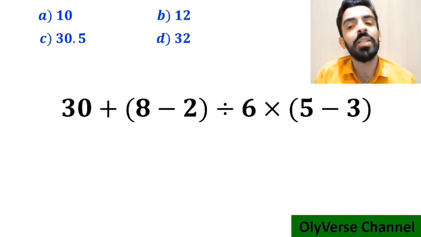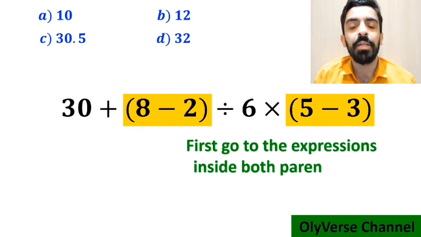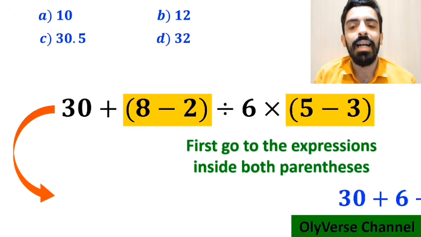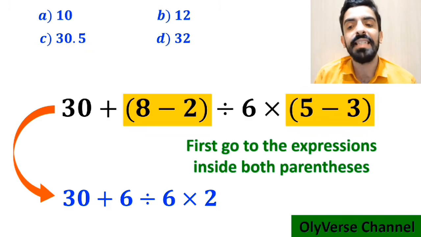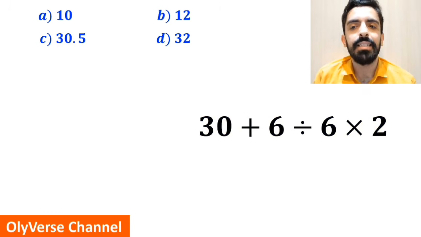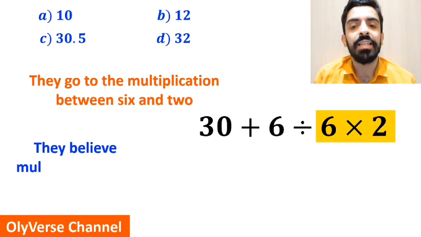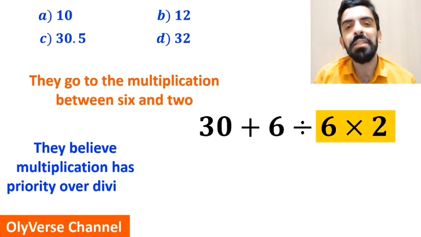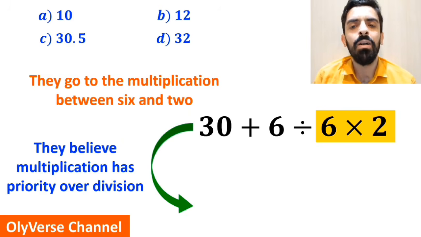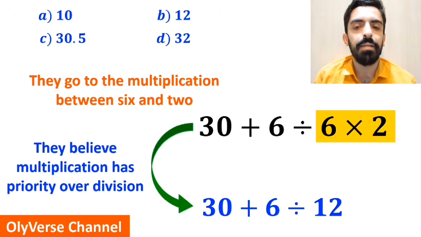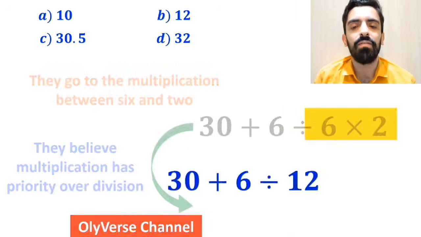Also, some other people, when solving this question, first go to the expression inside both parentheses and simplify to 30 plus 6 divided by 6 multiplied by 2. And the next step, they go to the multiplication between 6 and 2 because they believe multiplication has priority over division. So, they simplify this expression to 30 plus 6 divided by 12.